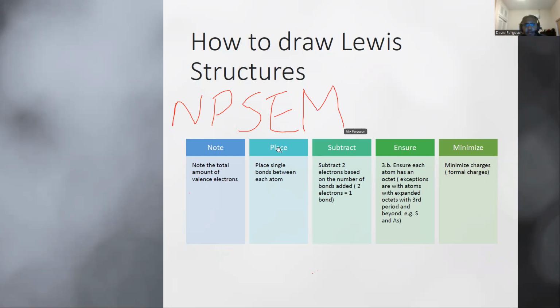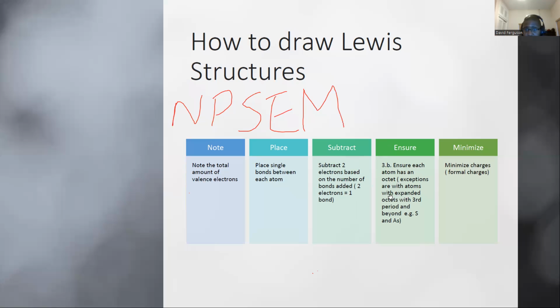NP-SEM. So note, place, subtract, ensure, minimize. Note the total amount of valence electrons. P, place single bonds between each atom. S, subtract 2 electrons based on the number of bonds added. E, ensure each atom has an octet.